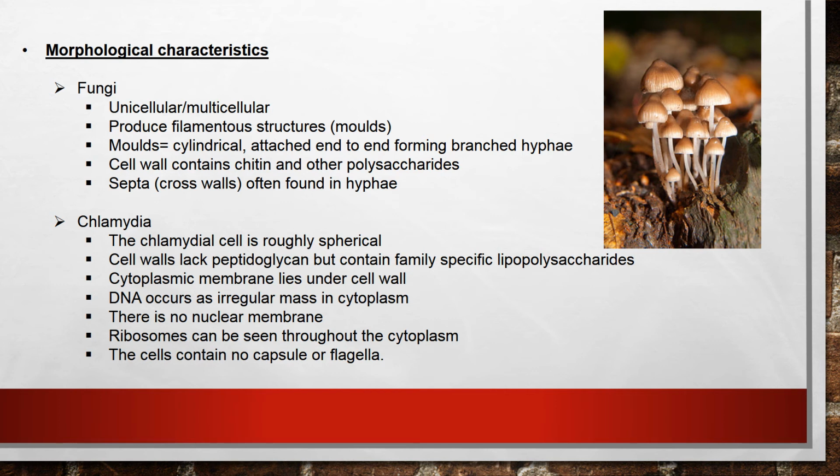The cell wall of fungi contains chitin and other polysaccharides. Yeasts have an oval or spherical appearance. Septa or cross walls are often found in hyphae.